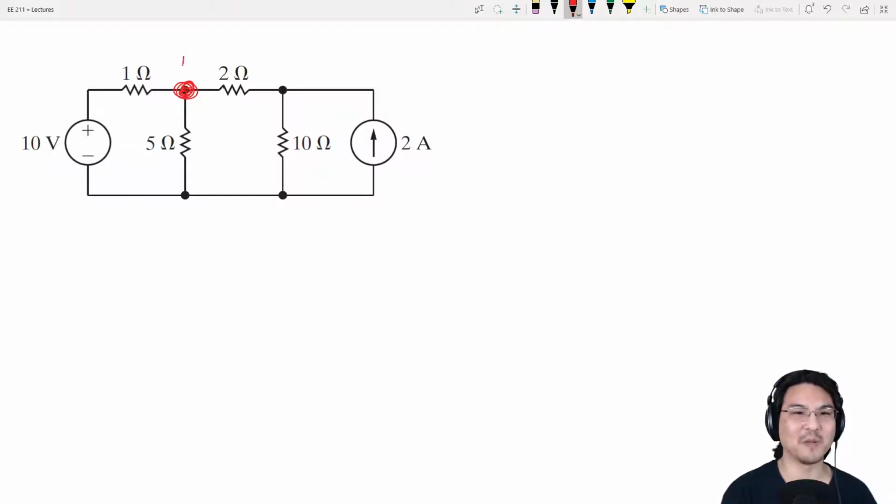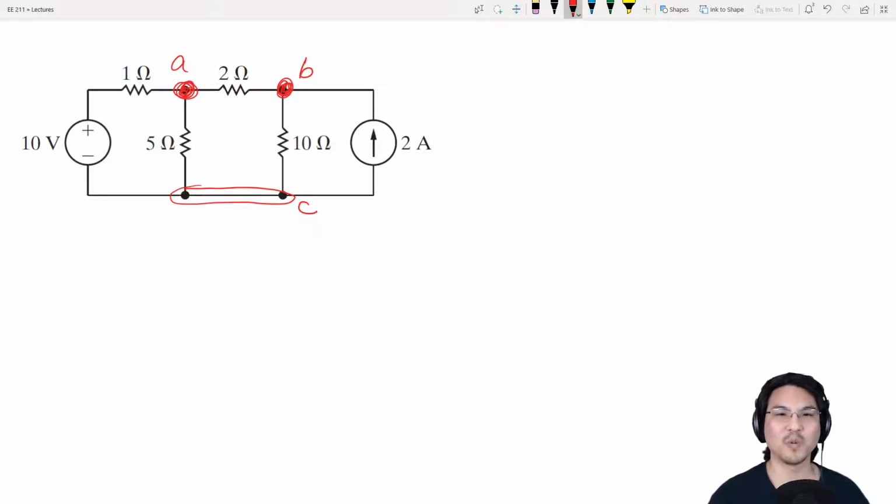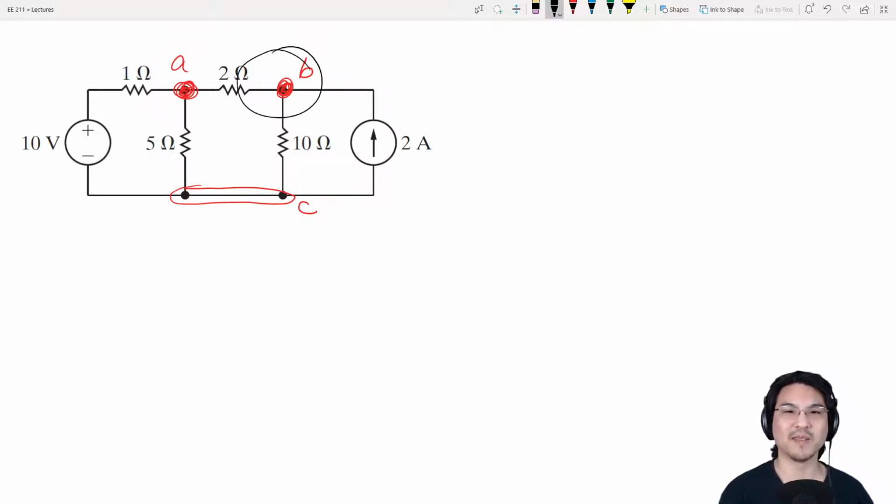I'll just name it node A. This I'll name node B. Over here, I'll call it node C. Now, where do you want to pick your reference? Any of the 3 is totally fine. There's no wrong choice. It is clever computationally to pick your reference where there are the most elements connected to it. So node A has 3, B has 3, C has 1, 2, 3, 4. So I'm going to pick my reference at C.